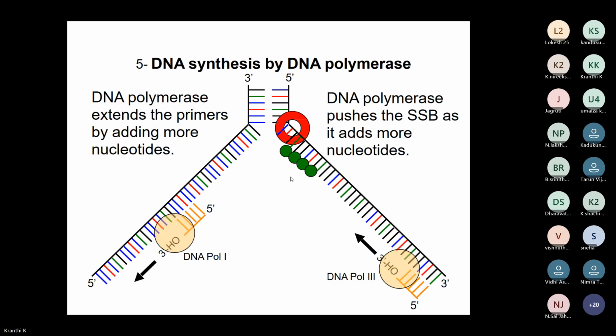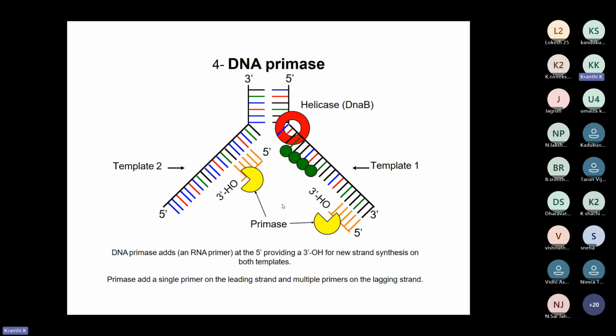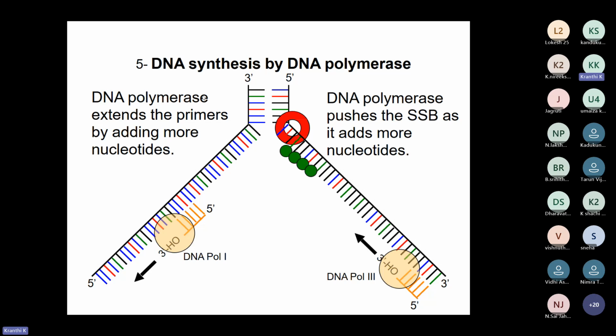Can you see? Now check this diagram. DNA polymerase pushes the SSB as it adds more nucleotides. See, as more nucleotides are adding like this, it's a continuous one. It's a leading strand. DNA polymerase 3 here helps. But here, when the primer is added here, DNA polymerase 1 will keep on adding the nucleotides here. Then here the strand will get finished. And this is the non-complementary strand.